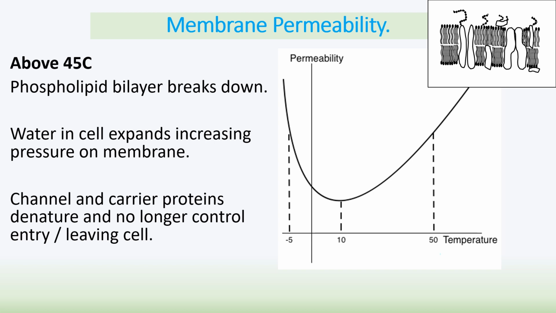And above 45 degrees, at this temperature, the phospholipid bilayer starts to break down. The water in the cell may expand, which causes pressure on the membrane, and that means that the water may want to leave the cell, so there is outward pressure on the membrane, and the channel proteins and carrier proteins will denature, meaning they no longer control what enters and leaves the cell, and they may change shape, leaving gaps in the membrane.